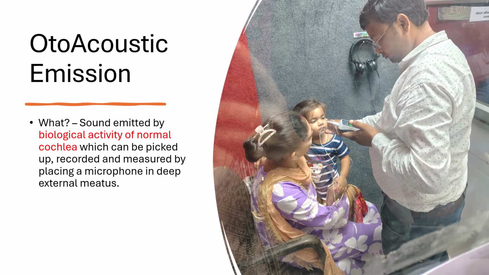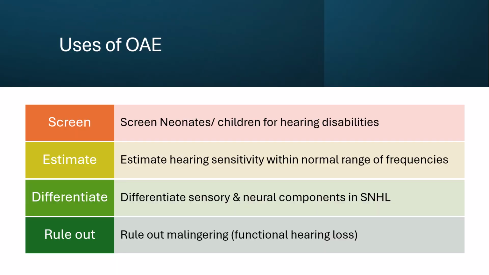Now, otoacoustic emission. This is another objective test, like listening to the echo from the cochlea. Outer hair cells, which are present on the basilar membrane, generate sounds that bounce back and are recorded with a tiny mic in the ear. If OAEs are present, the cochlea is working, and absent OAEs mean either conductive or sensory neural hearing loss. So this is basically used in screening newborns.